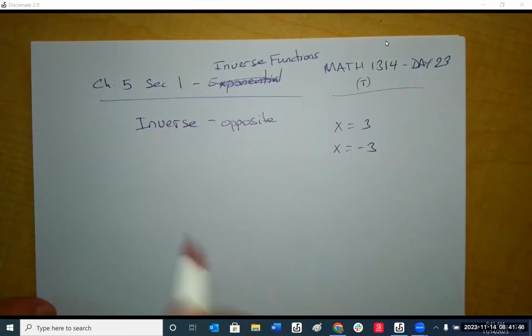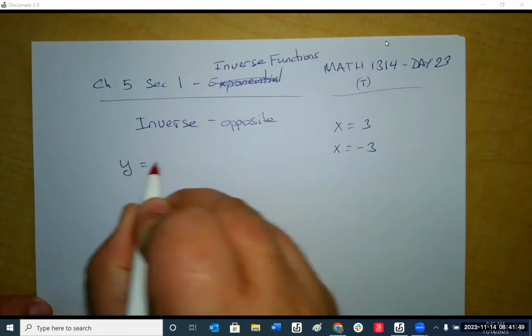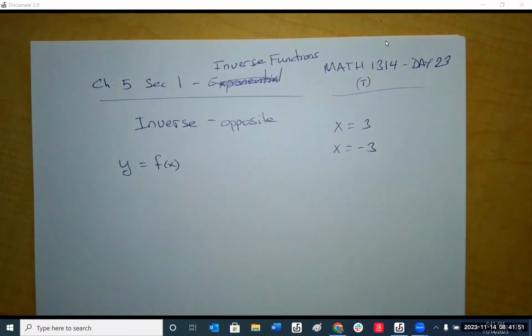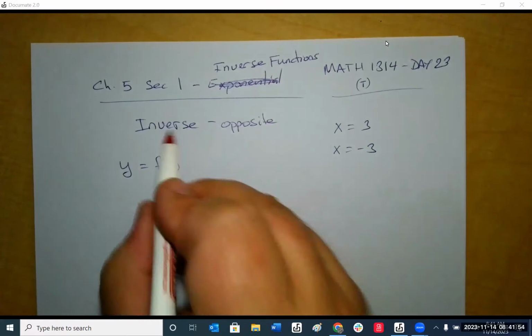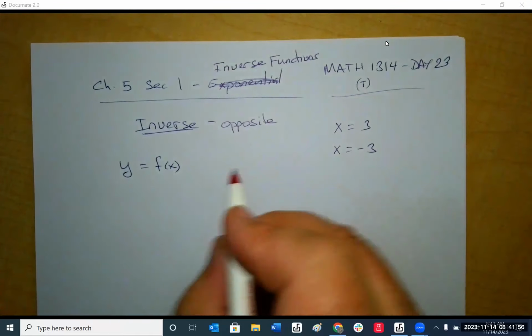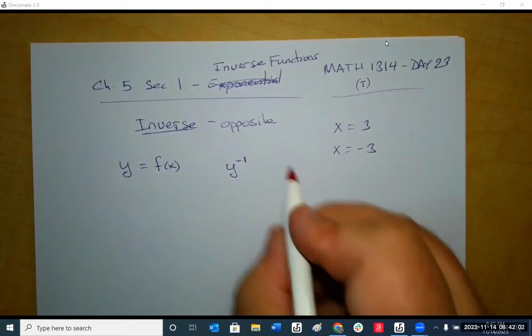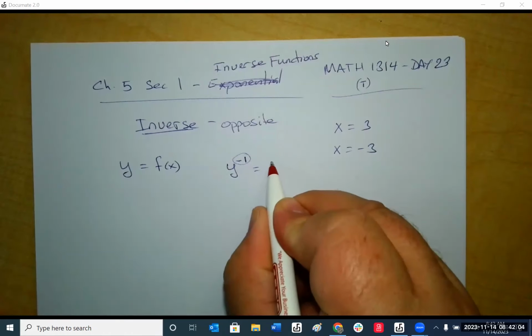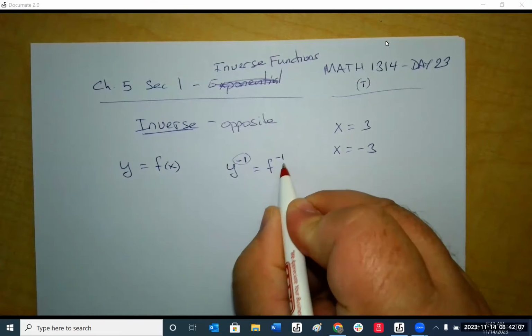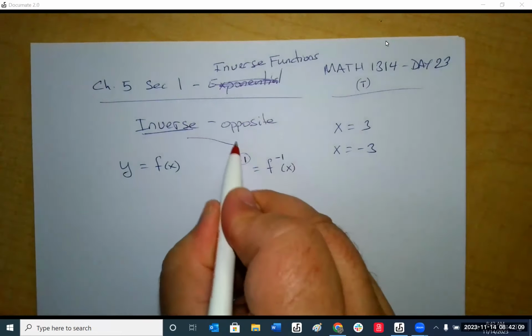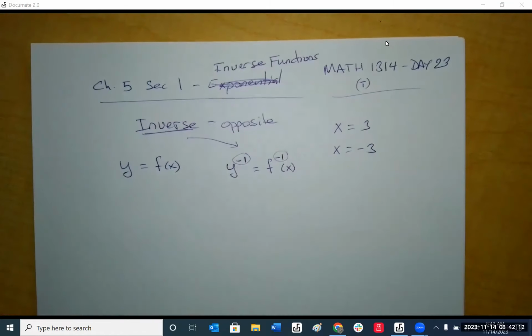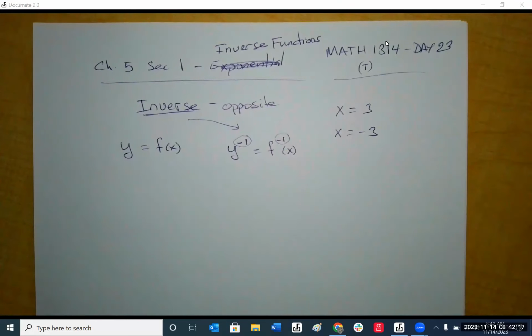First off, we have a different notation. Remember that y is equal to f of x. Now, whenever we talk about an inverse, inverses have this notation, this -1 exponent. So whenever you see that -1 exponent, that means it's an inverse. And yes, it is an opposite of the original function. And we'll show you how to prove that too.